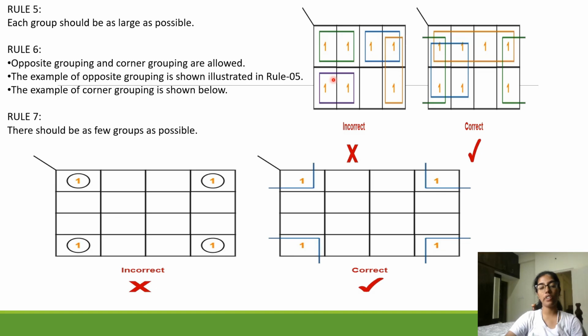So first, always when you're grouping, try to see whether you can make an octet. Then go for it. Then last, you should go for the individual cell options. Next one, rule 6: opposite grouping and corner grouping are allowed. The example of opposite grouping is illustrated in rule number 5. An example of corner grouping is shown below.